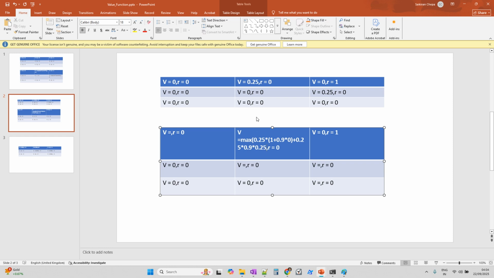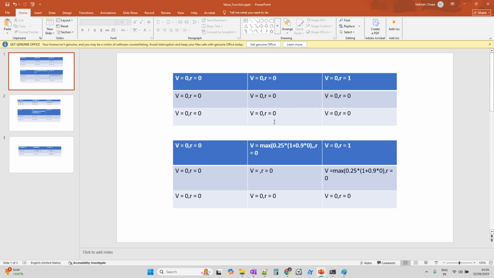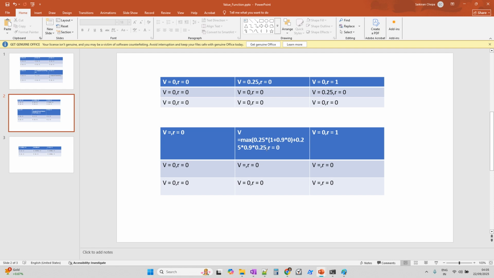So if he goes up, this value is 0.25, right? So we can discount it and then add it to this value. 0.25 is the probability of going up, and 0.9. This value is something, that's why we are multiplying here 0.9 into 0.25. In the previous case, if you see, it also goes up, but the previous value was 0. That's why we didn't add that particular part. So here we have to add that.